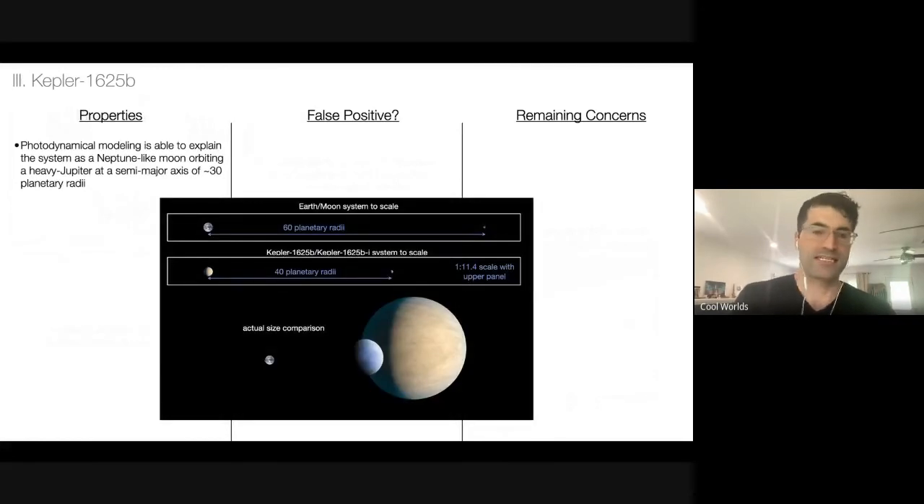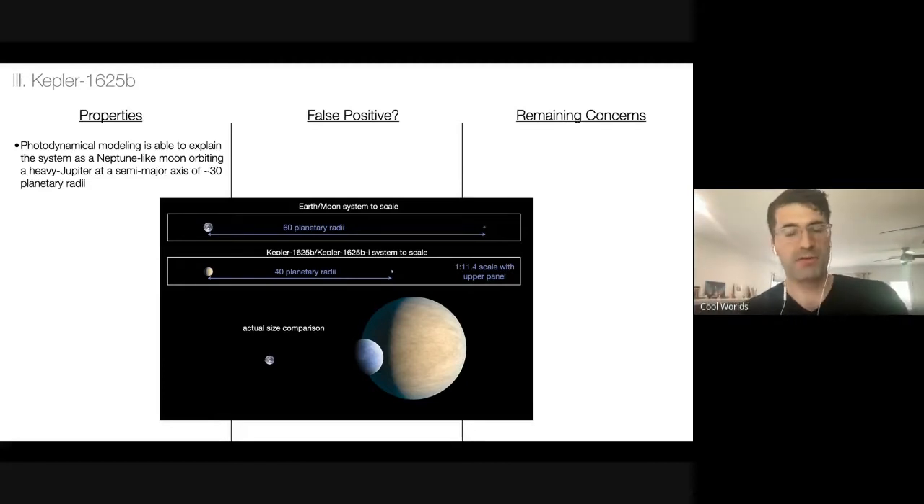So, we did a lot of tests on this. It's very difficult with one convincing transit to do much with this. Certainly when we do the photodynamical modeling, we can explain this quite naturally. Both the radius corresponds to a Neptune radius, and the mass that's required is a Neptune mass. So both the mass and radius of these 2 independent effects agree with the same type of moon. The semi-major axis of this moon would be about 40 planetary radii, which is well within the Hill sphere of the planet. And in fact, this system is remarkably, eerily similar to the Earth-Moon system, but scaled up.